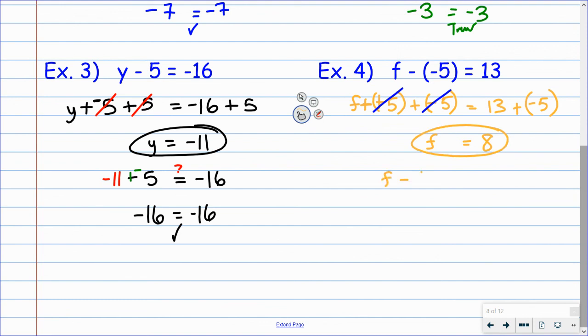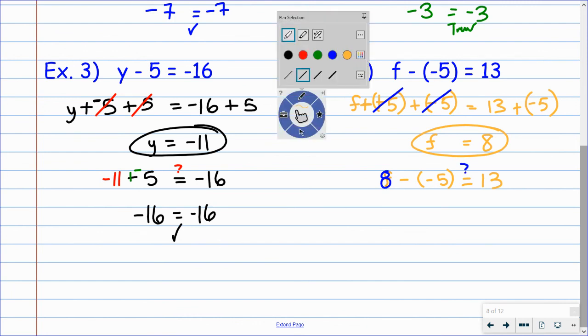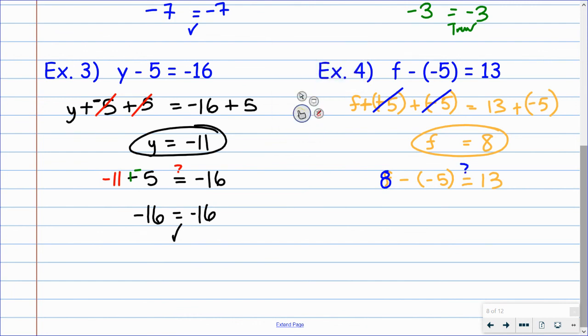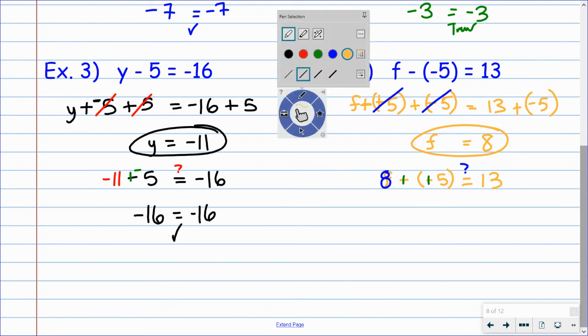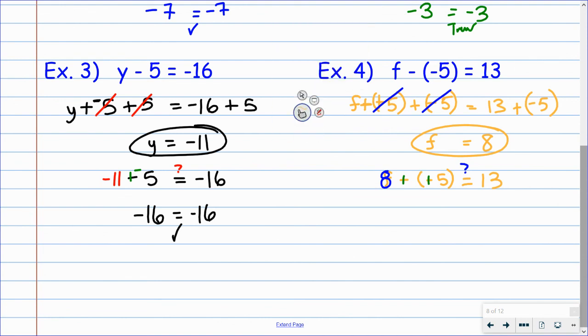But in order to check, I'm going to recopy the original equation. We think we know what f is, so I'm going to write 8 with a little question mark. And, not surprisingly perhaps, I'm going to change subtraction into adding the opposite. So in this case, I know I have 8, but if I take away a negative, it really increases. And in this case, 13 is 13.